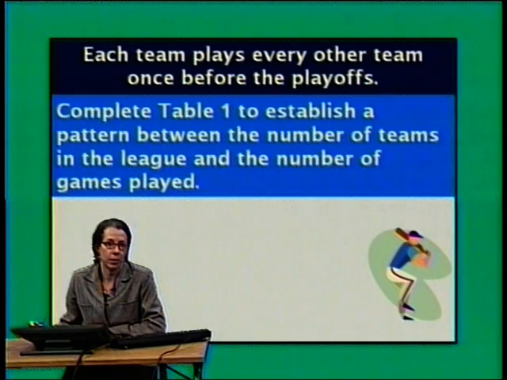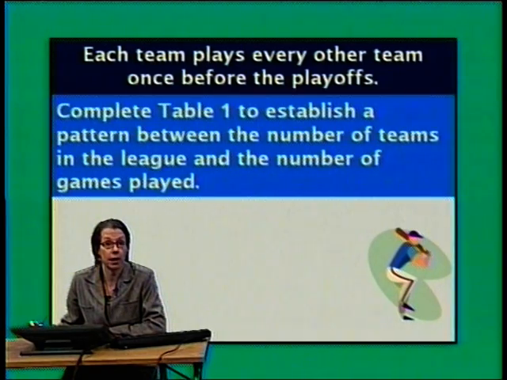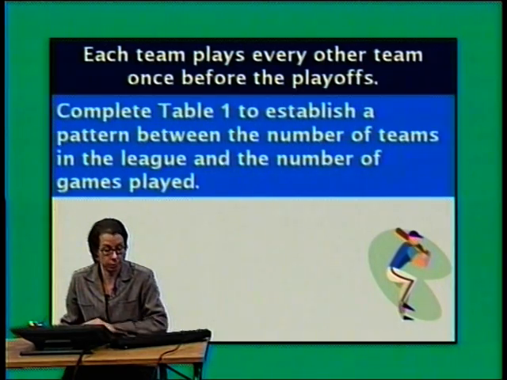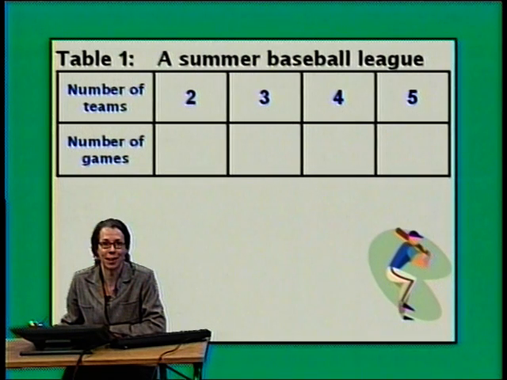So now what we're going to do is complete a table, and we want to establish a pattern between the number of teams in the league and the number of games played. So here's our table. We already figured out that when there's one team in the league, no games are going to be played. What if there are two teams in the league?